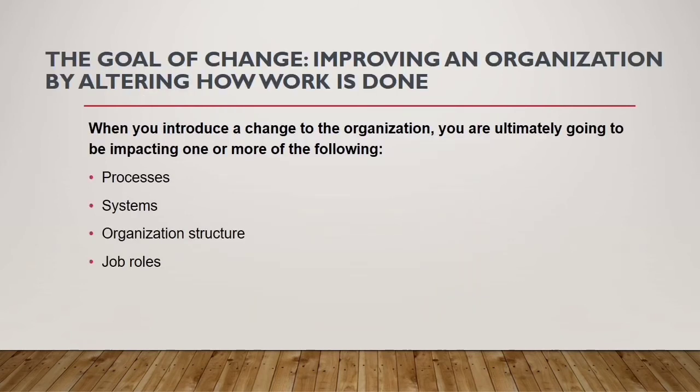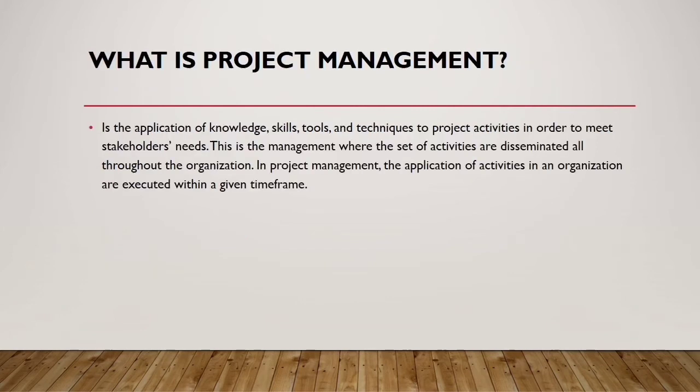In change management, you have to define the goal of change, which is improving an organization by altering how work is done. When you introduce change to the organization, you are ultimately going to be impacting one or more of the following. First we have the processes. Then the next is the system. So how could it make an impact on the system in the organization? The third is the organization structure.